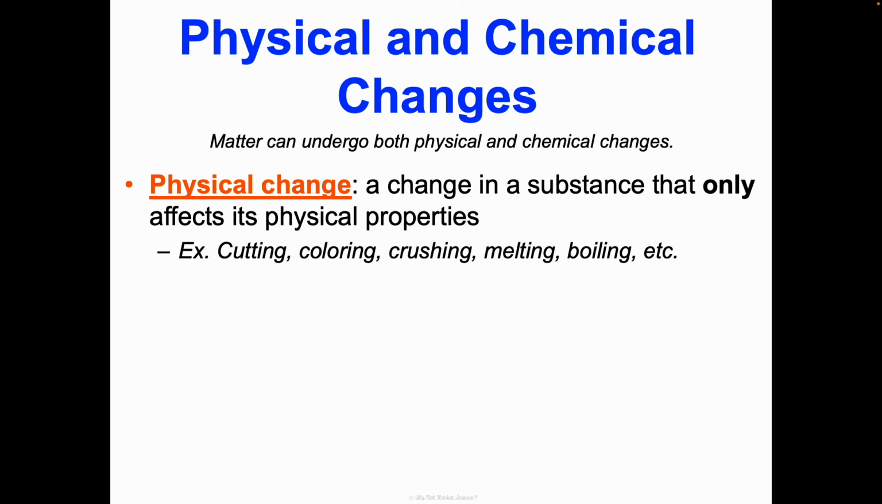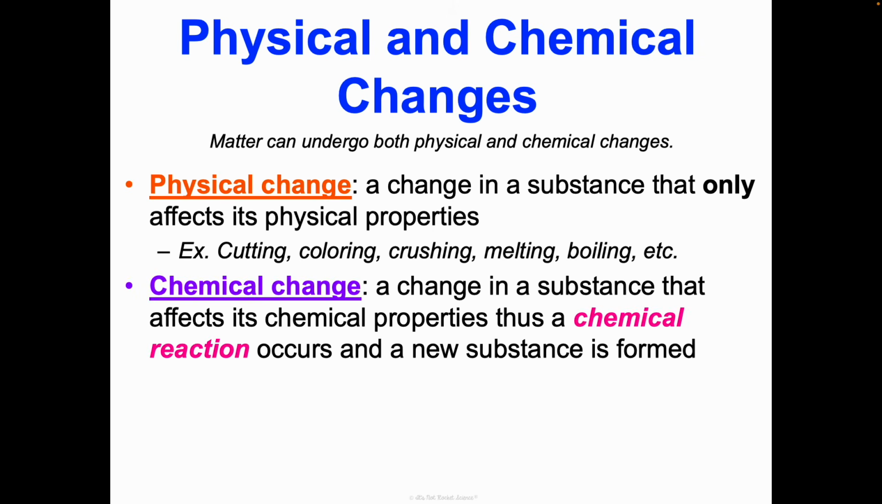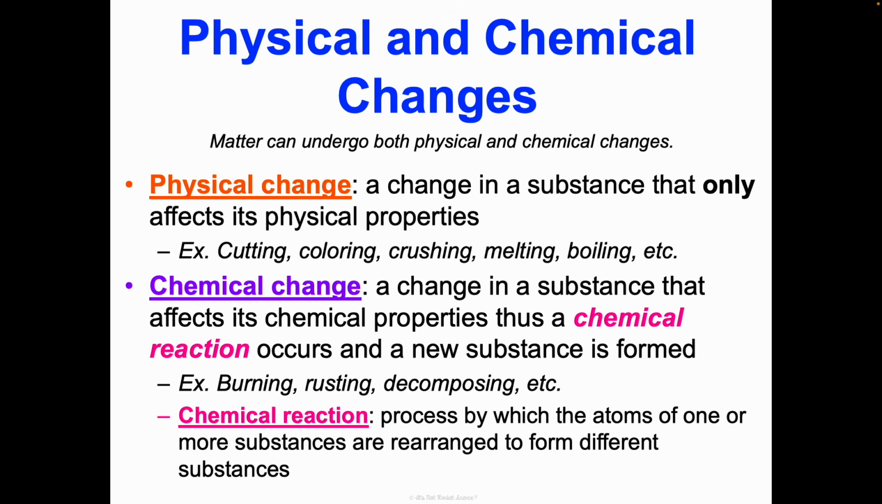Those are physical changes. A chemical change is a change in a substance that affects its chemical properties, and thus a chemical reaction occurs and a new substance is made. So for example, if I burn something, if it rusts, if it decomposes, those are chemical changes to those types of matter, those substances. And a chemical reaction is defined as the process by which the atoms of one or more substances are rearranged and we make new substances. We'll have an entire unit on reactions.